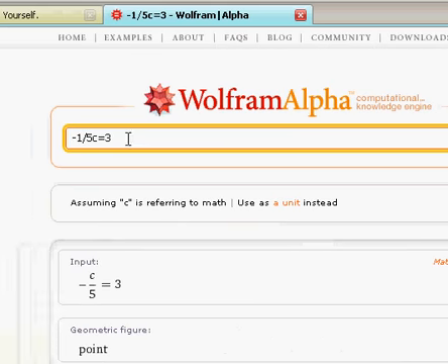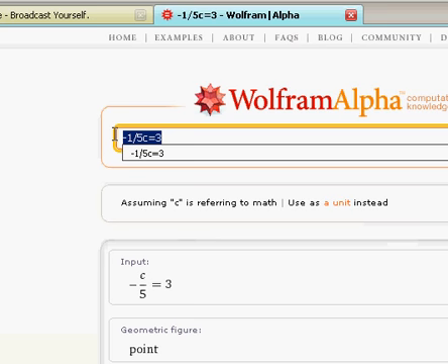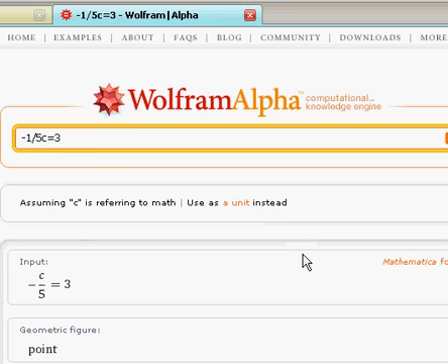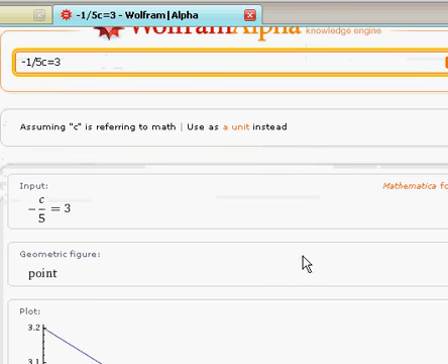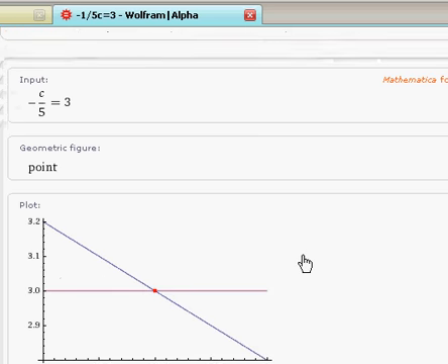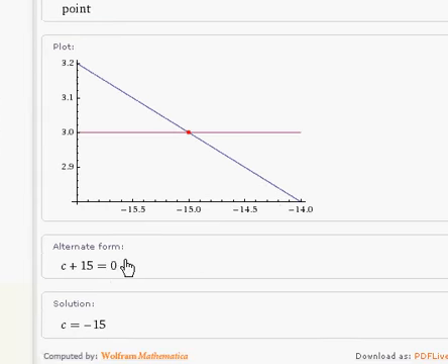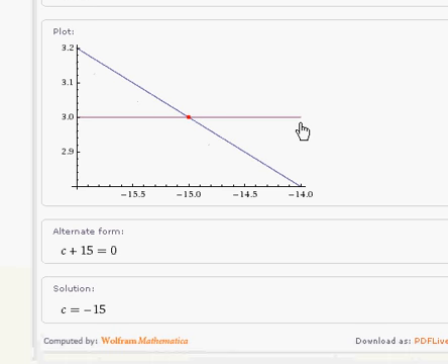So let's go take a look at that right now. There it is, negative 1/5 c equals 3. Assuming c is referring to math, which it is. And there is the input. That's how Wolfram Alpha interprets it. It is a geometric figure, a point, and there is the plot for that point. c plus 15 equals 0 is the alternate form of writing it, but the solution, in fact, is c equals negative 15.